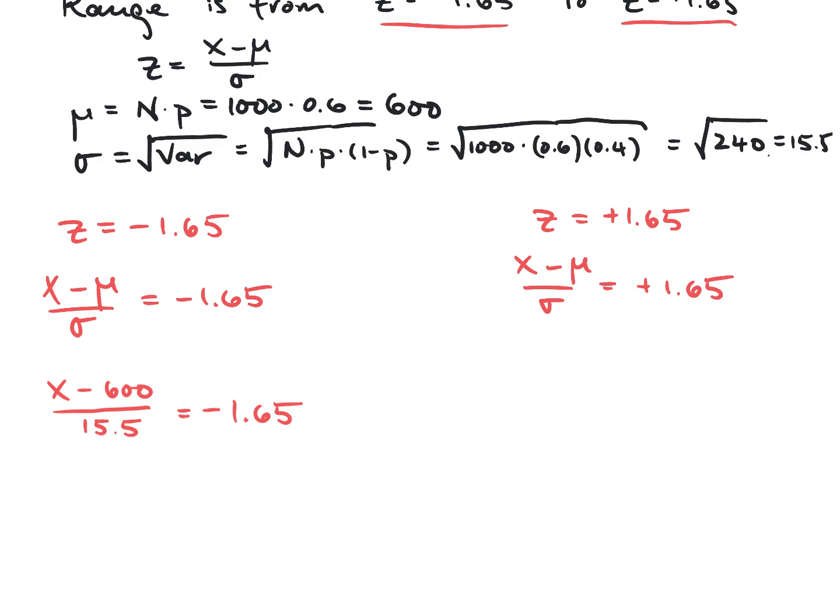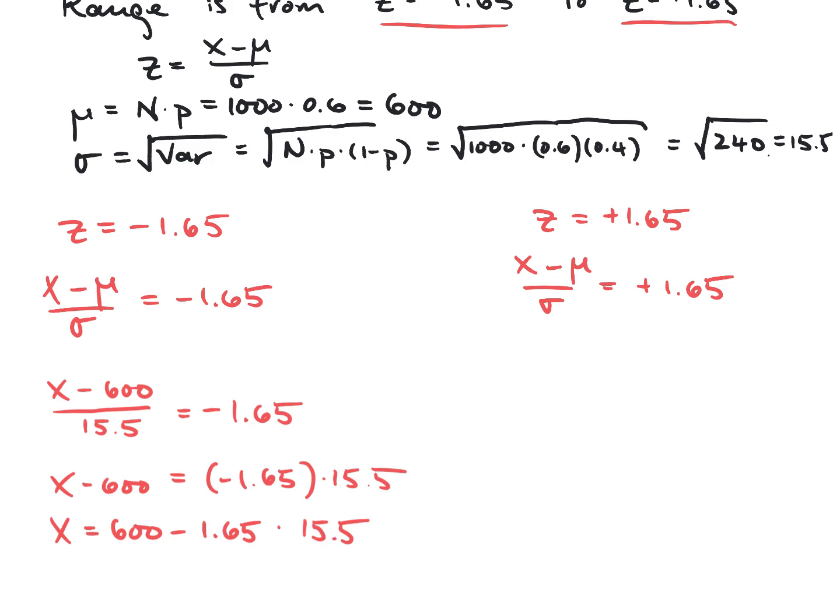Now we can multiply both sides by 15.5. X minus 600 equals negative 1.65 times 15.5. Then the final step, let's add 600 to both sides. So x is equal to 600 minus 1.65 times 15.5.